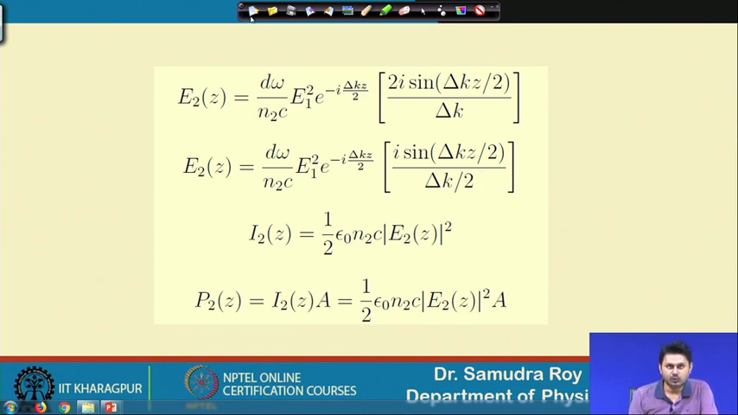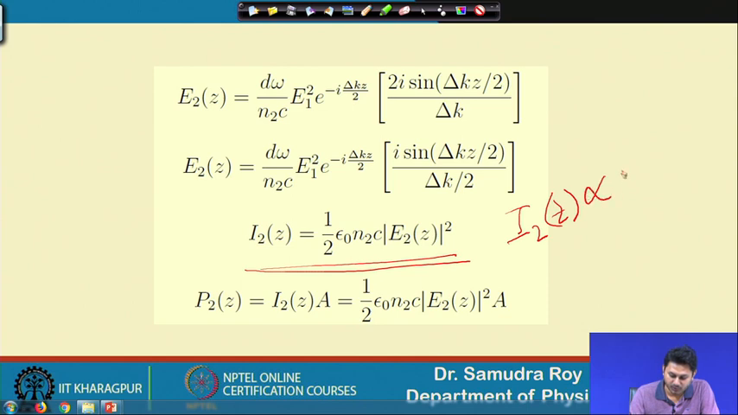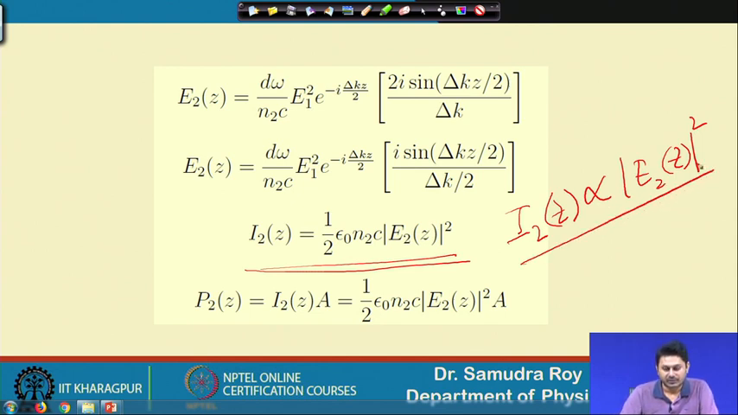So, after having E2, the next thing is: if I know my second harmonic field, which is E2, what should be the value of its intensity? Intensity is nothing but mod square, a half of epsilon 0 c times mod square of the field. This expression we are using several times, so you should remember the relationship. We know that I2, which is a function of z, is proportional to mod of E2 of z square, so once it is proportional to mod of this square, we can readily find the corresponding intensity.